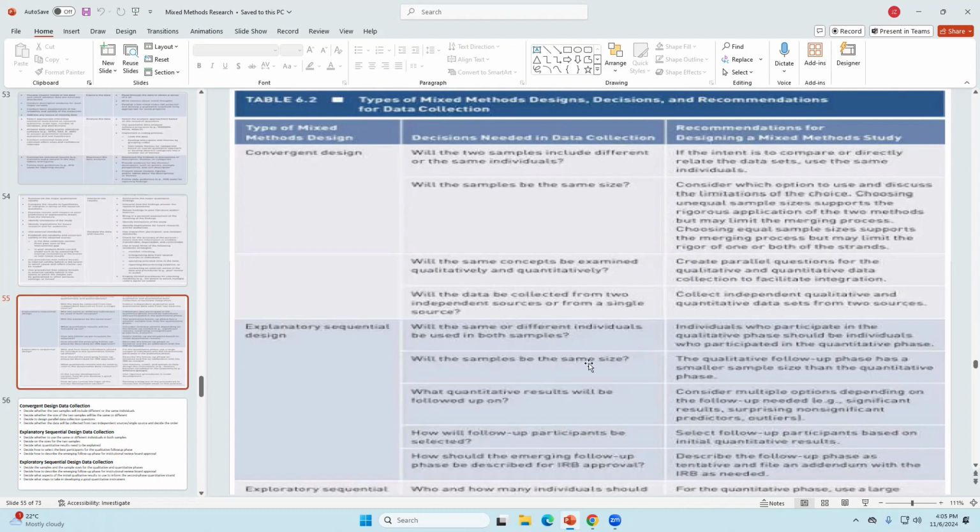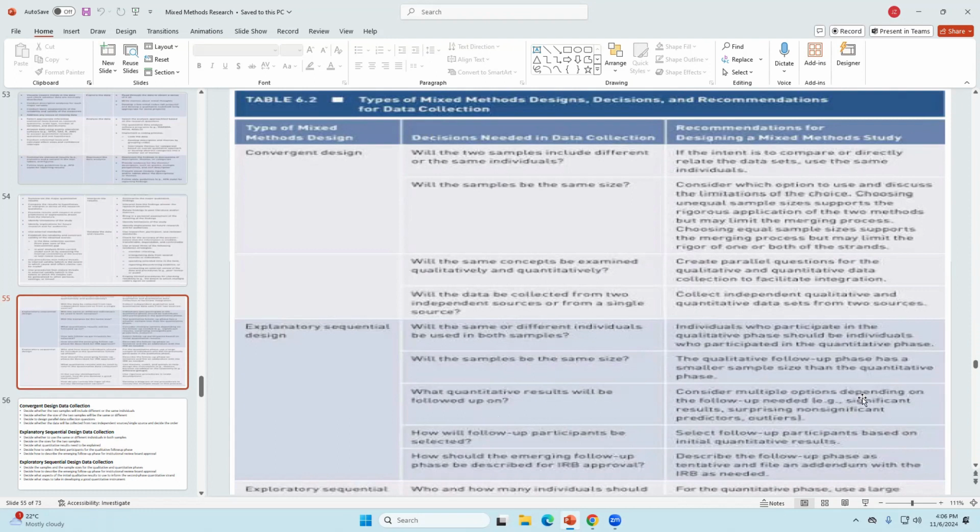Will the sample be of equal size? Does it need the same size? No. Why? Because the qualitative follow-up phase has a smaller sample size. In the second qualitative phase, you don't need to take the whole quantitative sample. Now, if you have to take a result for the second step, qualitative, what type of result should you take? The question is, what quantitative result will you follow up?